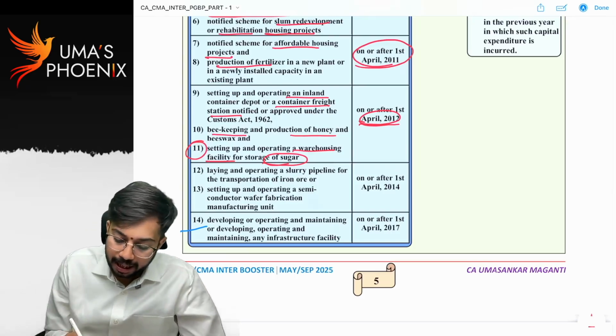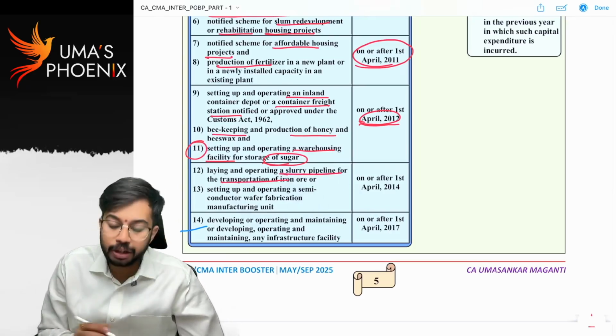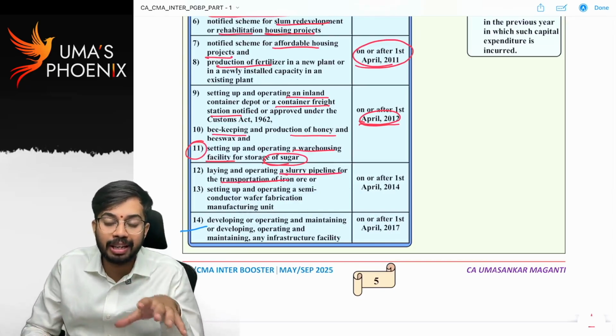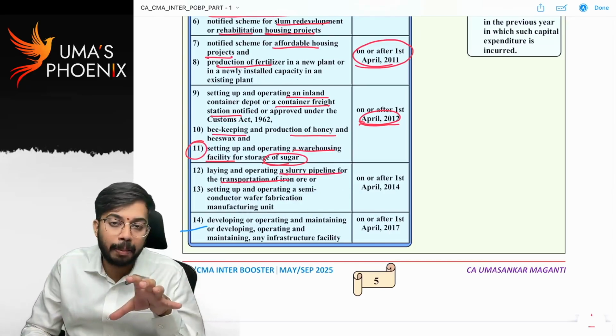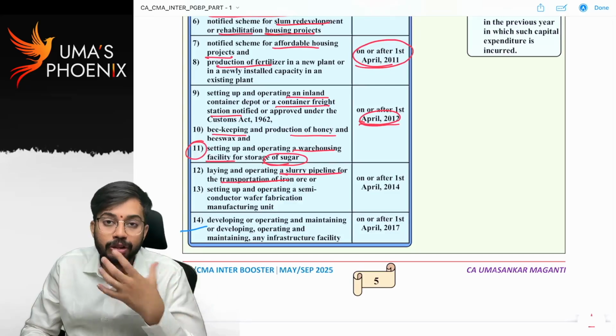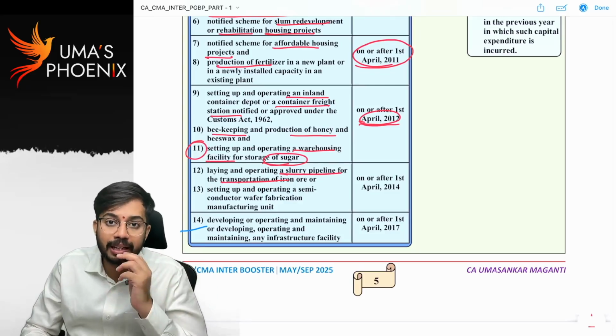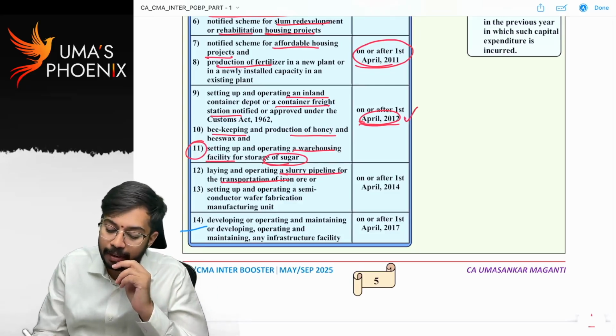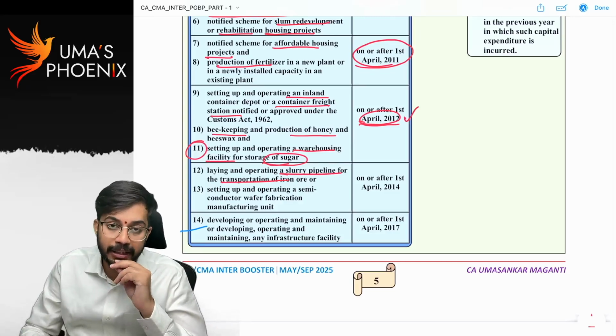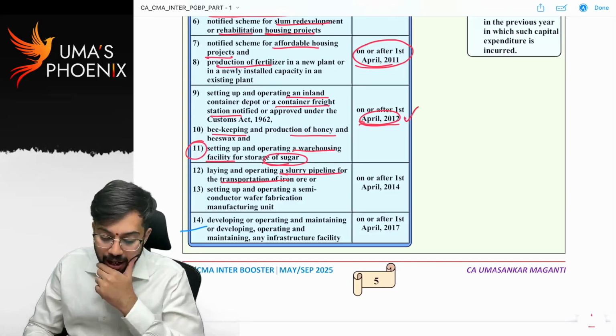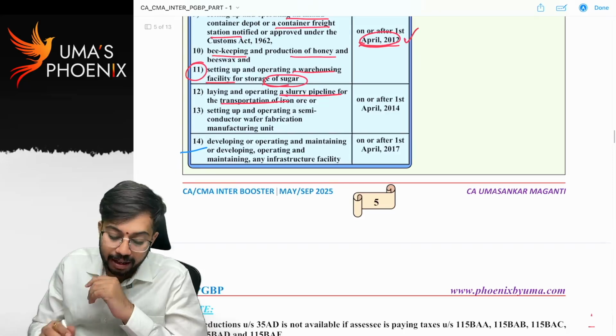Laying and operating a slurry pipeline for transportation of iron ore. So those who are engaged in the business of laying of pipelines for transportation of iron ore, even those businesses, if they start on or after 1st April 2012, will be classified as specified business and are eligible for deduction under section 35 AD.